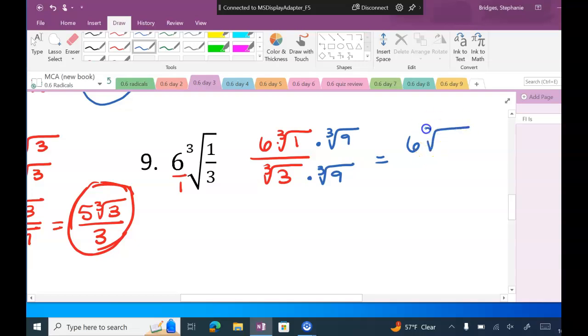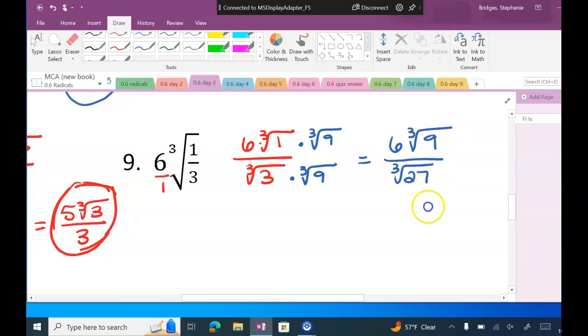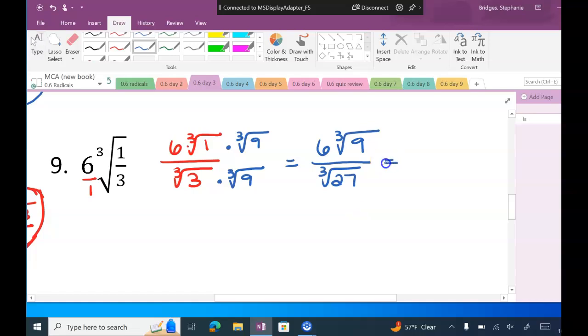The cube root of 1 times the cube root of 9 is just the cube root of 9. At the bottom, the cube root of 3 times the cube root of 9 is the cube root of 27. Keeping the top the same for now. What is the cube root of 27? 3.